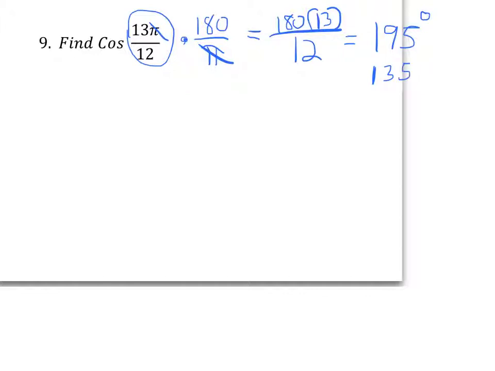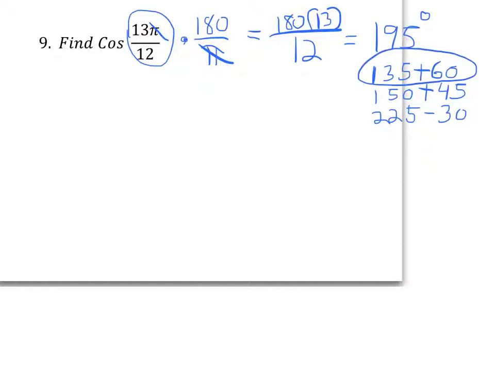You could do 135 plus 60. You could do 150 plus 45. 150 and 45 are special angles. Or you could do subtraction: you could do 225 minus 30. That'll give you 195, and there are probably several other combinations that'll work. I'm going to do 135 plus 60. It doesn't matter which one you do.